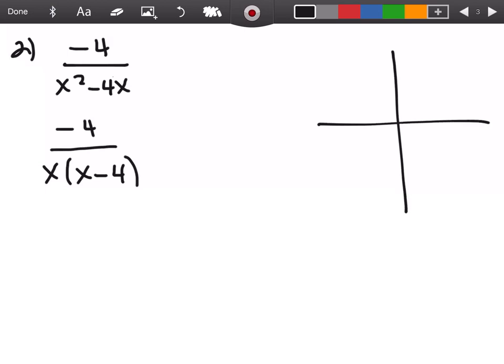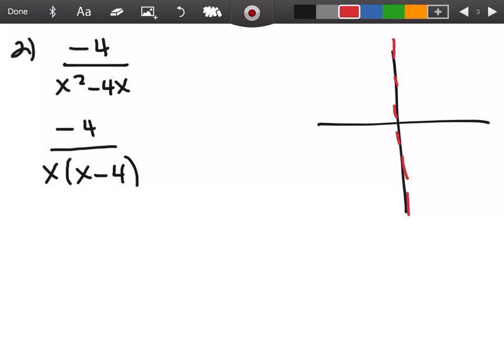We're going to have 2 vertical asymptotes. You're going to have one when x is 0, right? Because if x is 0, then the denominator automatically becomes 0. We can't let that happen. So it's kind of wonky. It's going to go right over the y-axis itself. That's one asymptote.